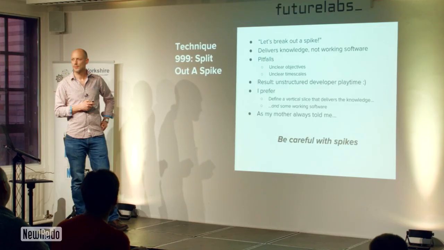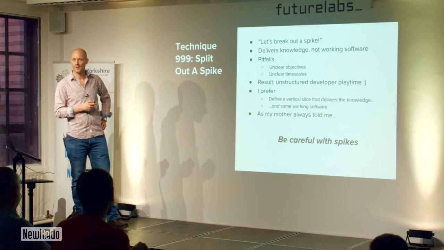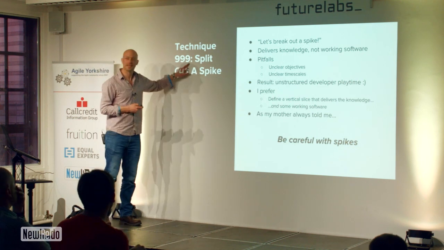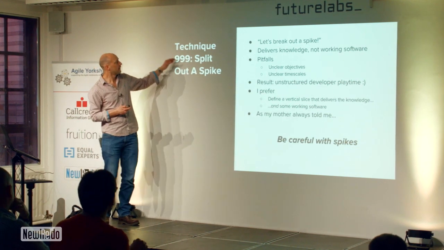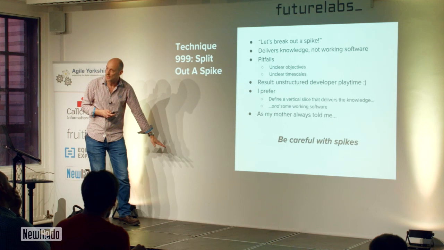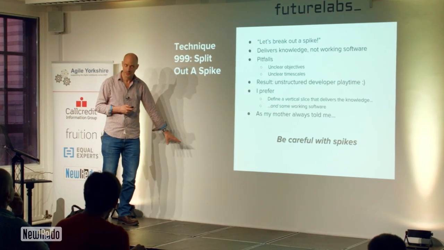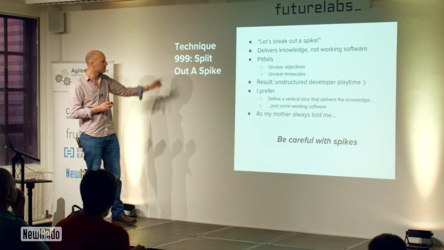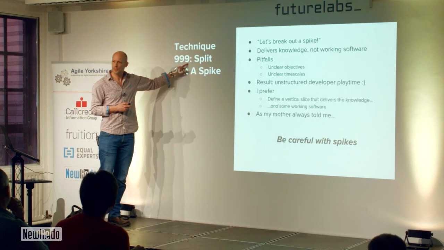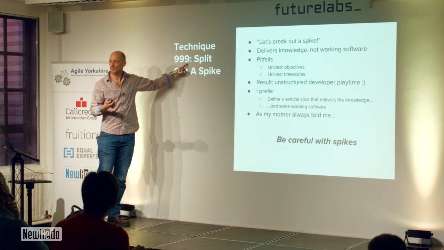And here's the gag. My mother always told me, be careful with spikes. Geez, you're a hard crowd. And that's why it's technique 999 as well. You see what I've done there is 999 is at the bottom of the list of numbers. It's not actually, there are numbers bigger than 999, but it's certainly bigger than 7. And also, it's the number you call if you have an accident with a spike.